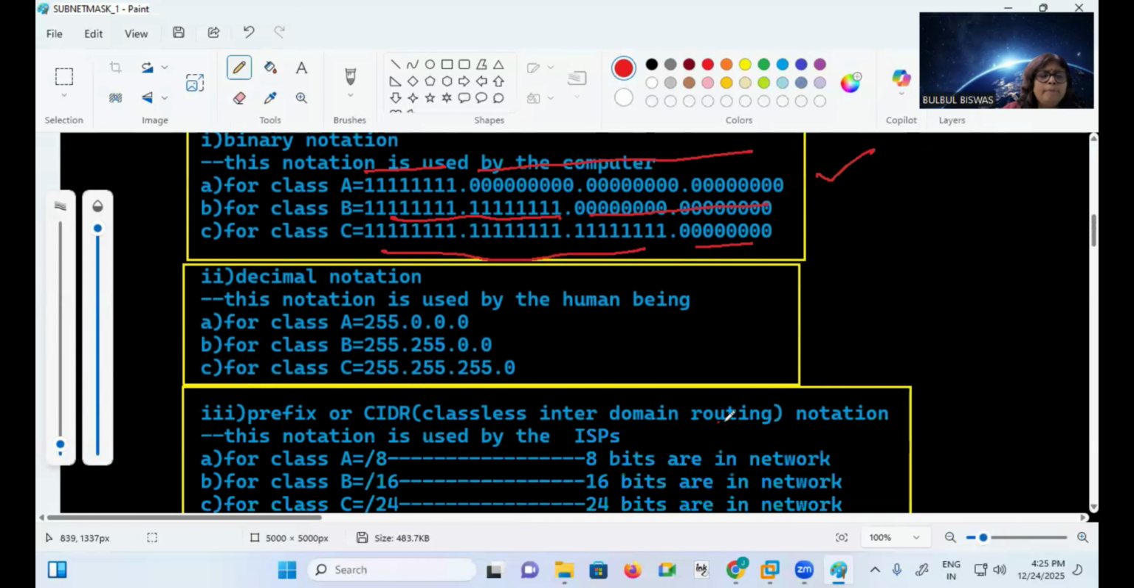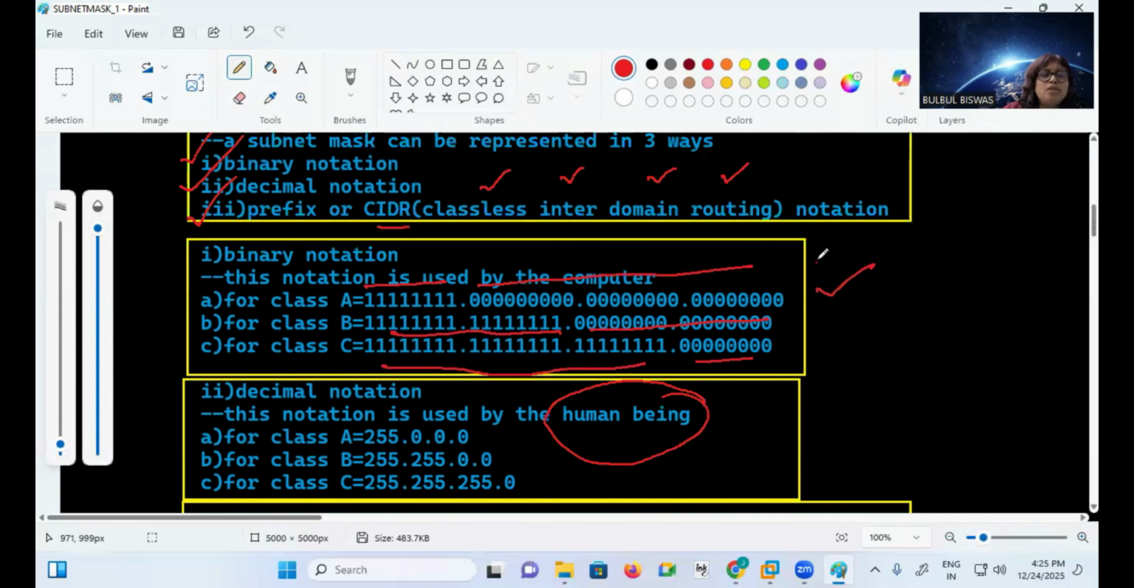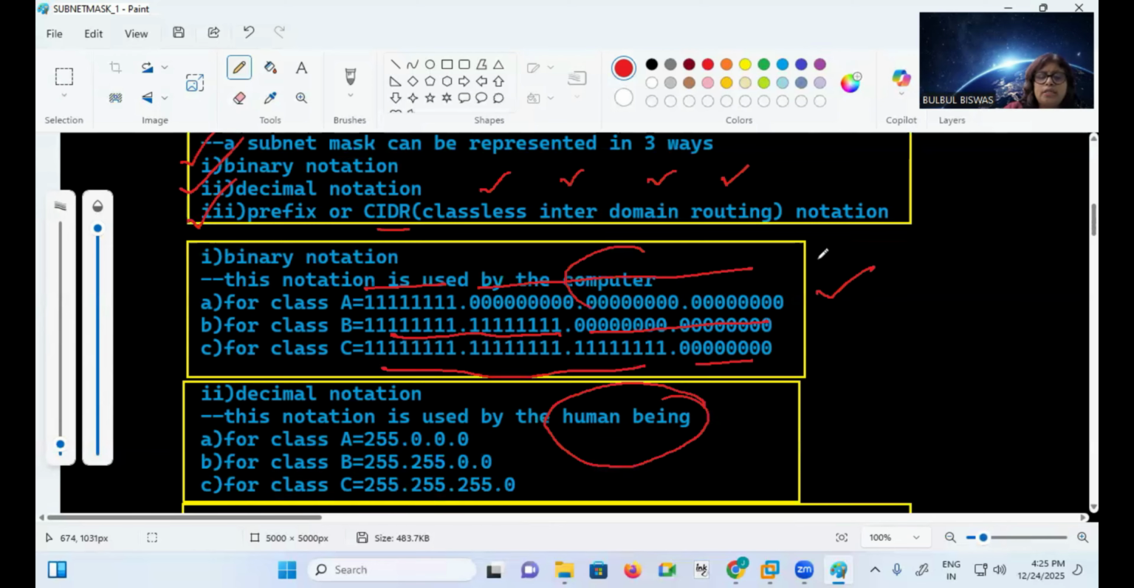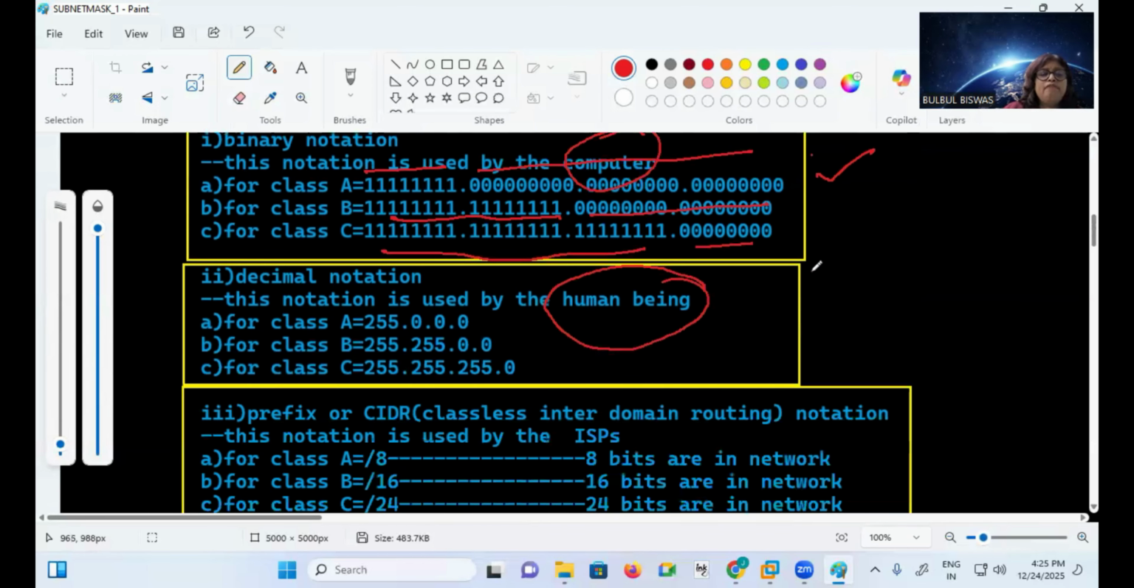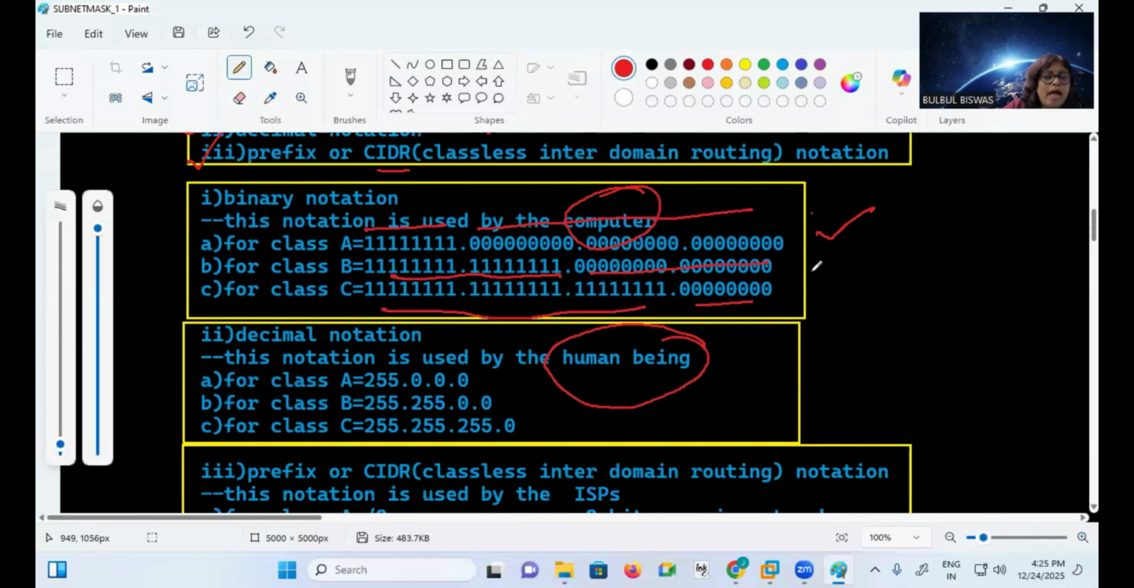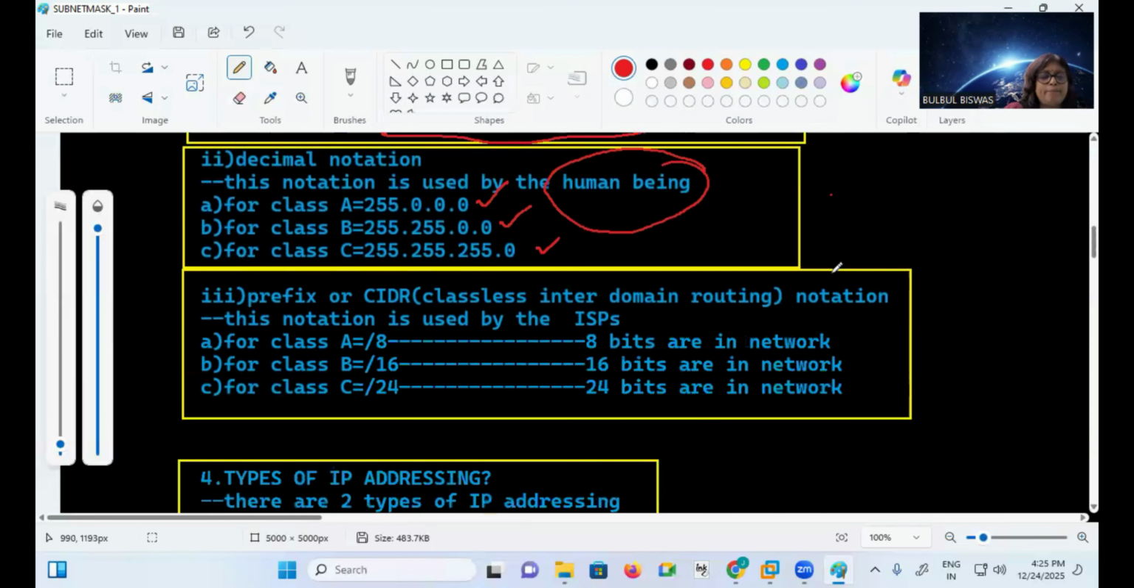Now you go for the decimal. Who is using it? Human beings are using it. Binary, who is using it? The system is using it. Come. So if I convert this binary, I get for class A this subnet mask, for B this, and for class C this. Now come to the third type of notation, what is called CIDR.